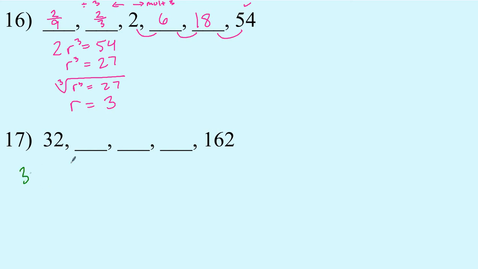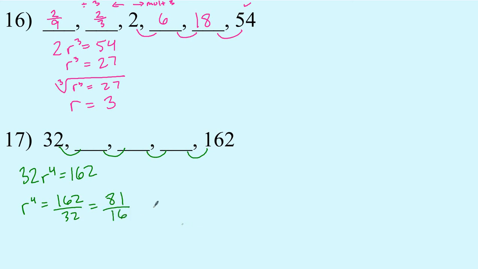Let's do it again. 32. There are, count them up, 4 jumps, so r to the 4th equals 162. You divide by 32. So you get r to the 4th equals 162 over 32. Kind of gross. I'm going to reduce it. 81 over 16. Well, that's a lot easier to notice, right? r to the 4th power. Well, r just needs to be 3 over 2, because 3 to the 4th power is 81 and 2 to the 4th power is 16. So we just multiply along. You should get 48, 72, and 108.